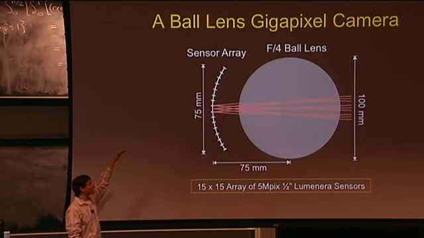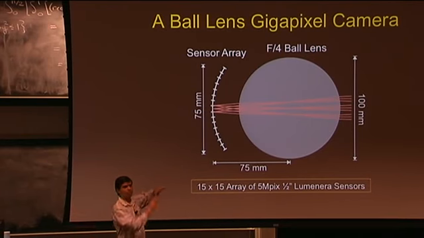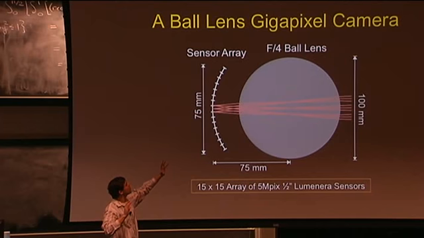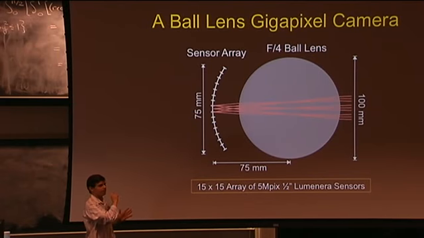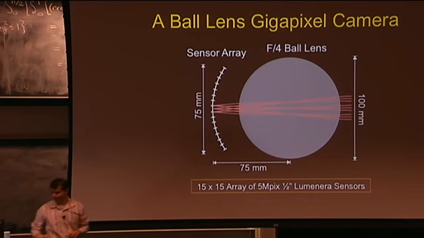And the idea here is that the array of 15 by 15 sensors closely approximates the spherical surface, so that even though we're using planar sensors, the PSF doesn't vary significantly across the position on each individual sensor.